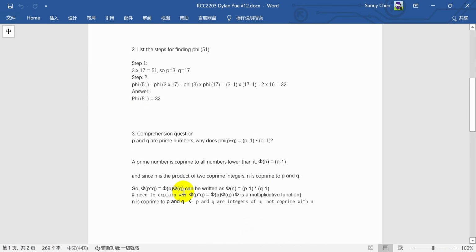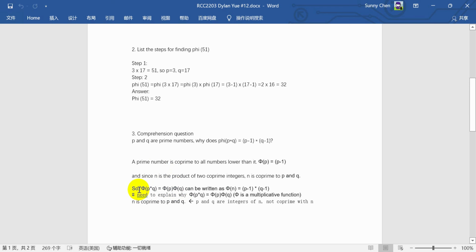For number 3, this line is right. This is not right. N is not co-prime to P and Q because P and Q are factors of N, so there is no way they're co-prime. So this equation is right, but it's not because of these factors. It's because phi is a multiplicative function.